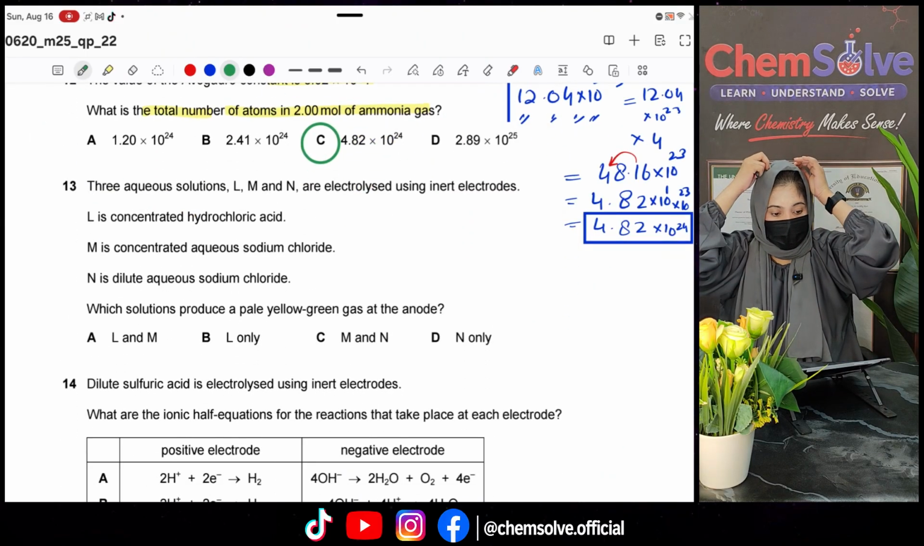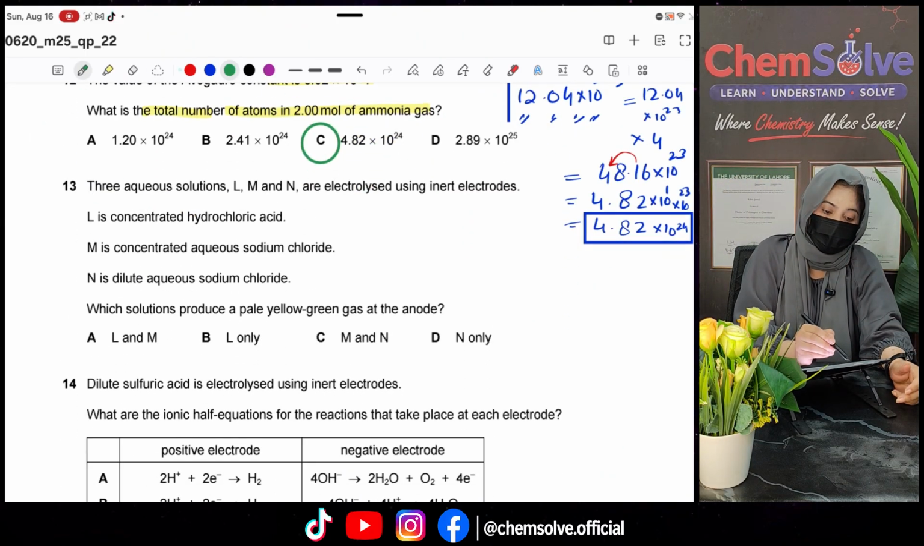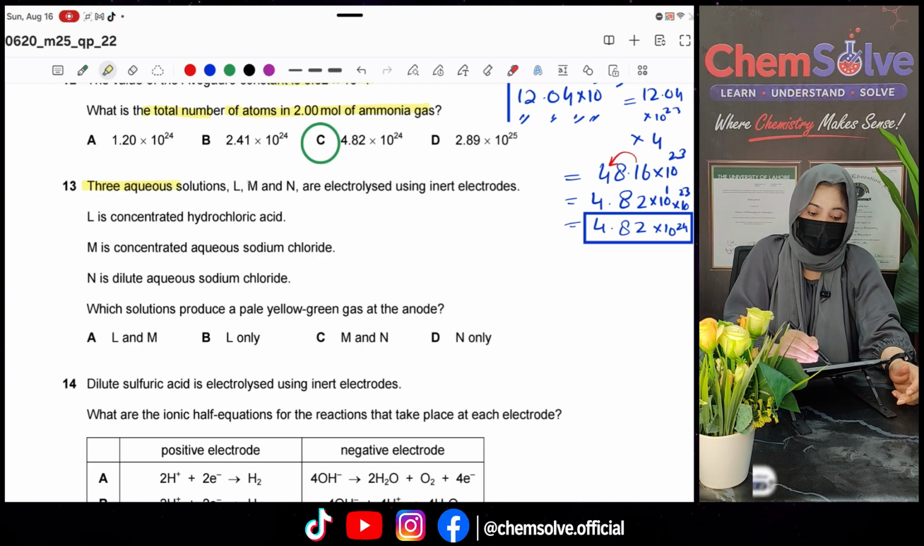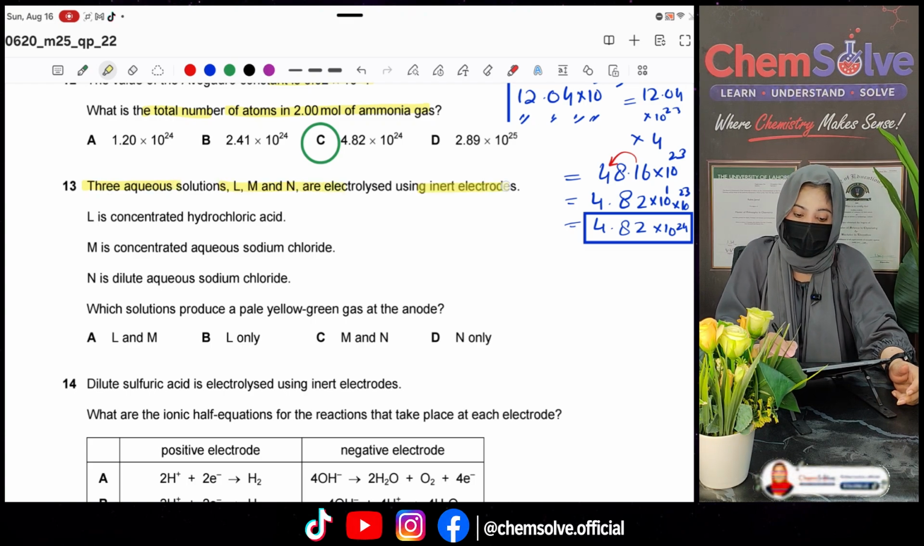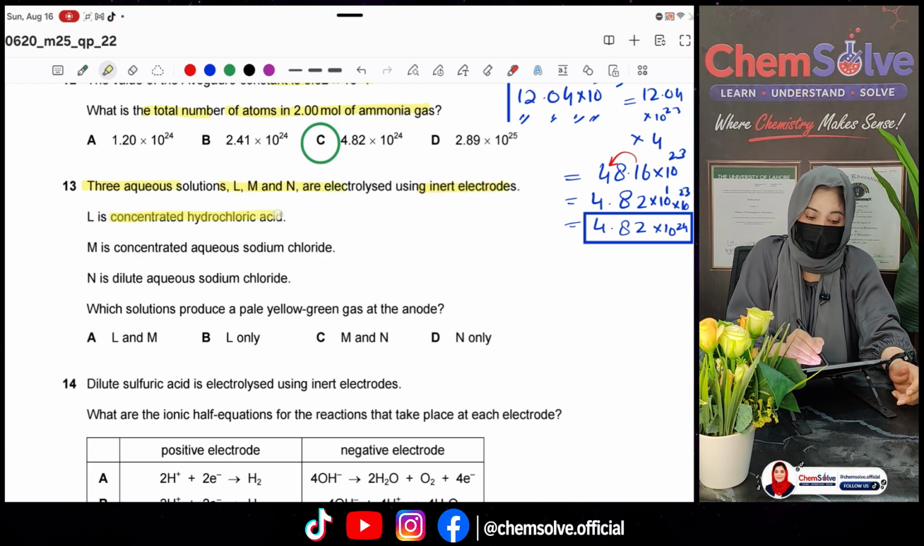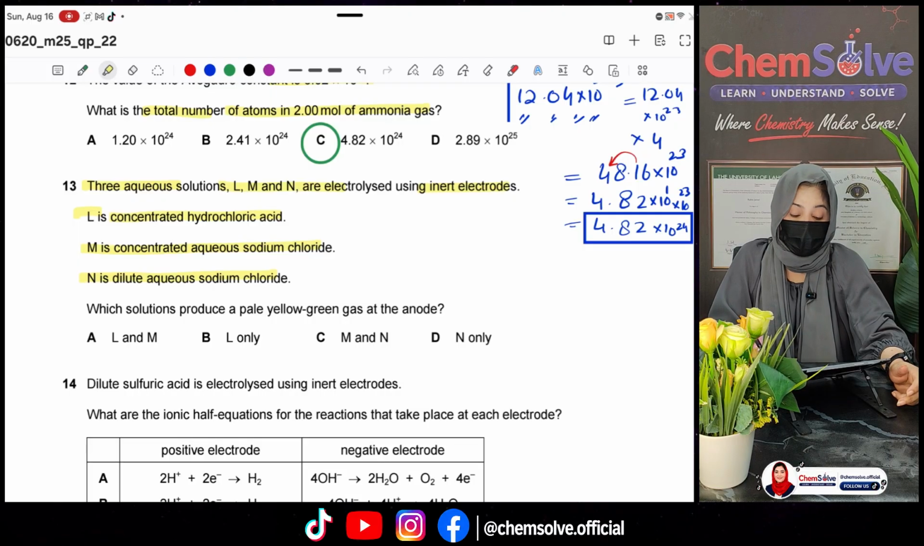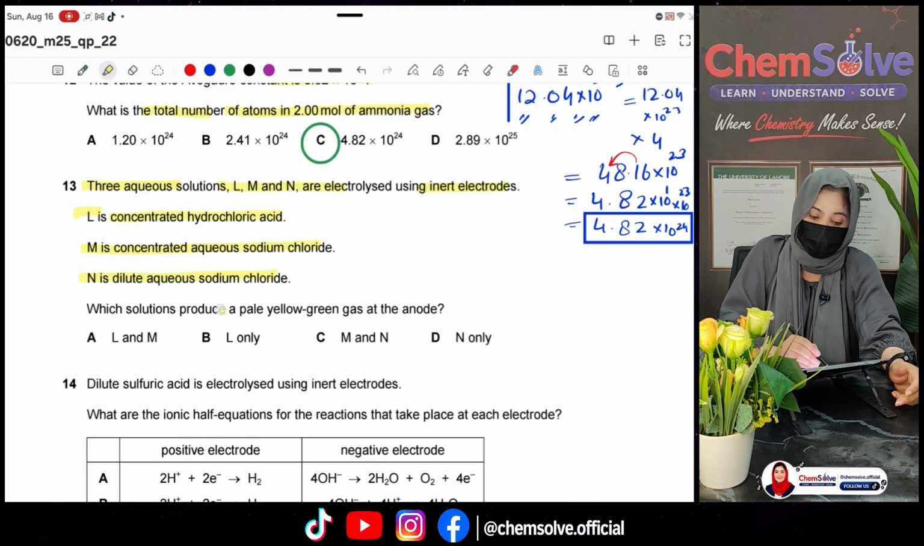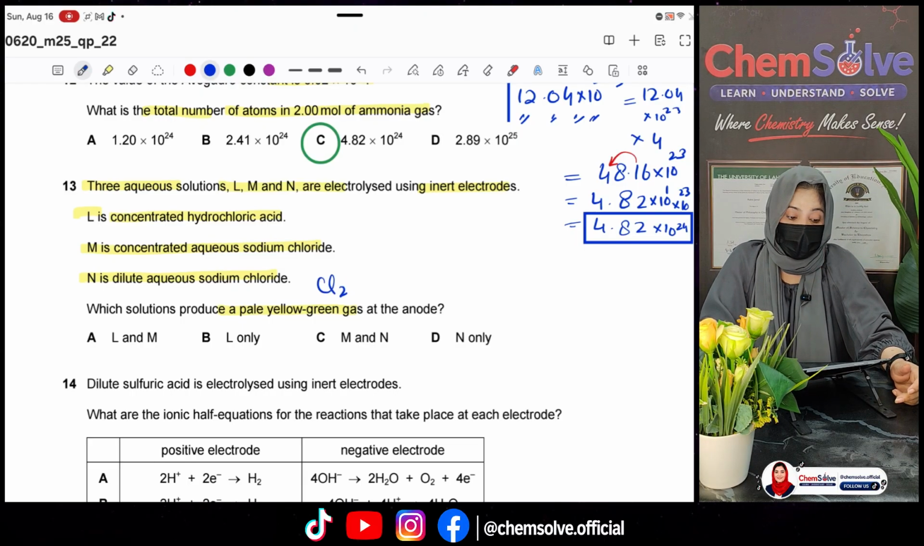Okay, next. 3 aqueous solutions, L, M, and N, are electrolyzed using inert electrodes. L is concentrated hydrochloric acid. M is concentrated aqueous sodium chloride. N is dilute aqueous sodium chloride. Which solution produces a pale yellow-green gas? What is a pale yellow-green gas? It is chlorine. So basically, we have to electrolyze all these electrolytes, and then we will see which one of them is producing chlorine.